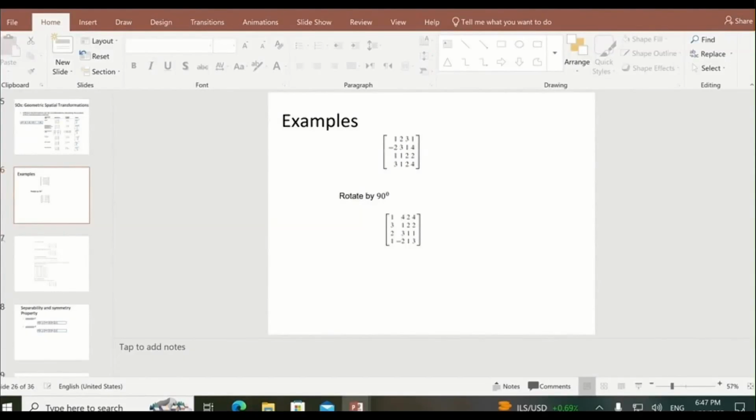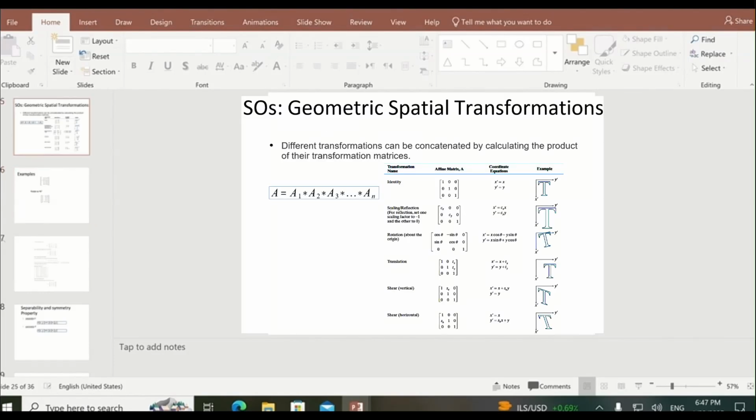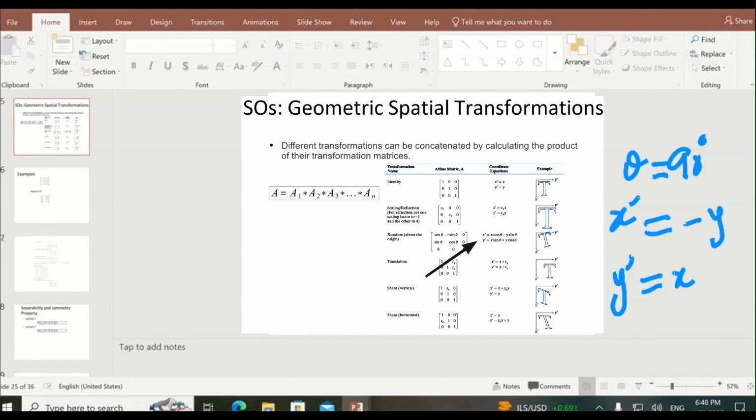Let's say you want to rotate this image by 90 degrees. So what you can do: a 90 degree rotation means, if you remember last time, this is rotation, right? So if I put 90 degrees here, what were the equations used? We have x' equals minus y, and y' equals x. So this was the equation, which means that x and y are the original coordinates of the image, and x' y' are the coordinates after rotation, right?